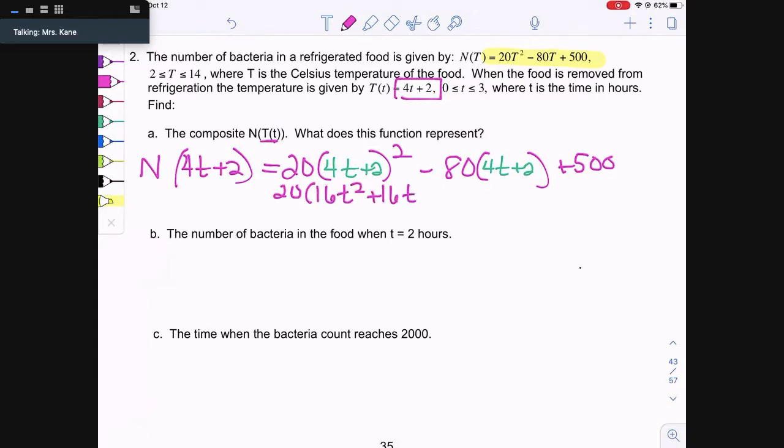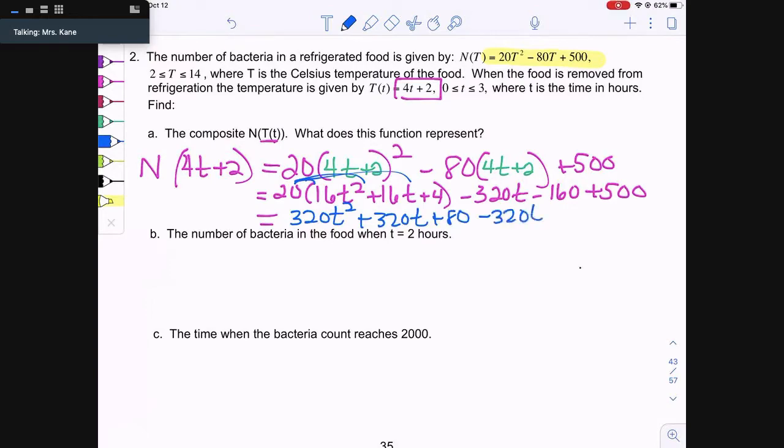Yeah, nice job. And that goes back around parentheses because the 20 outside needs to change everything that we just FOILed together. And then I can distribute the 80 through, so negative 320t minus 160, and then plus 500. Now, if I distribute the 20 to every piece that we FOILed, we end up with positive 320t squared, a positive 320t, and then a plus 80. And then the rest of the stuff isn't changing.